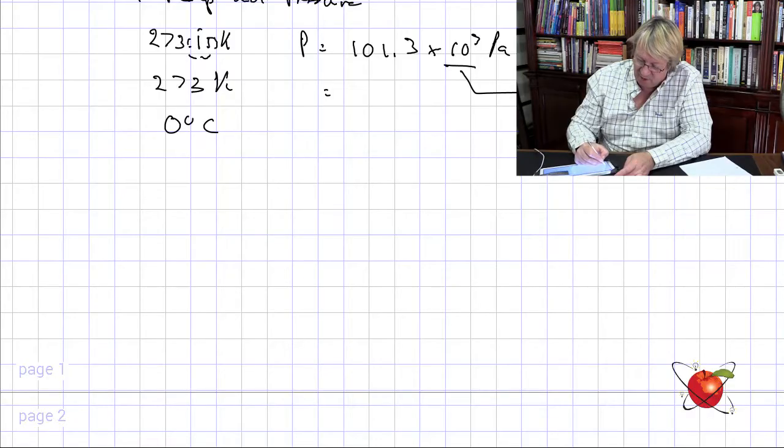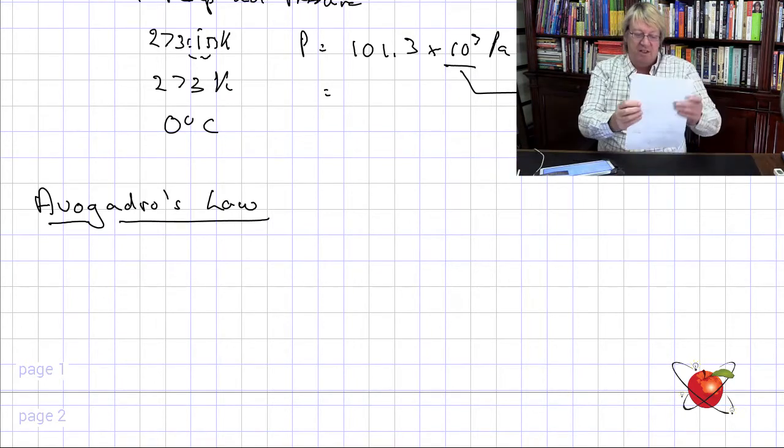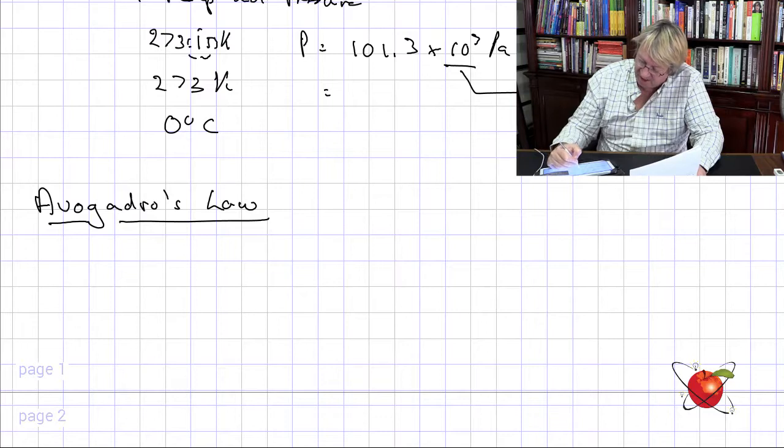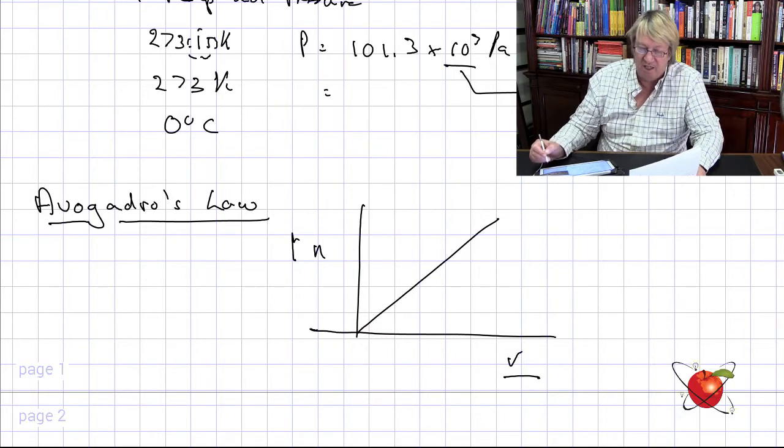The last one of these is called Avogadro's law. And what did Avogadro's law state? Avogadro's law says that at constant temperature and pressure, the volume of a gas will be directly proportional to the number of moles of the gas. So what did he say? Number of moles, volume, directly proportional: N goes up, volume goes up.